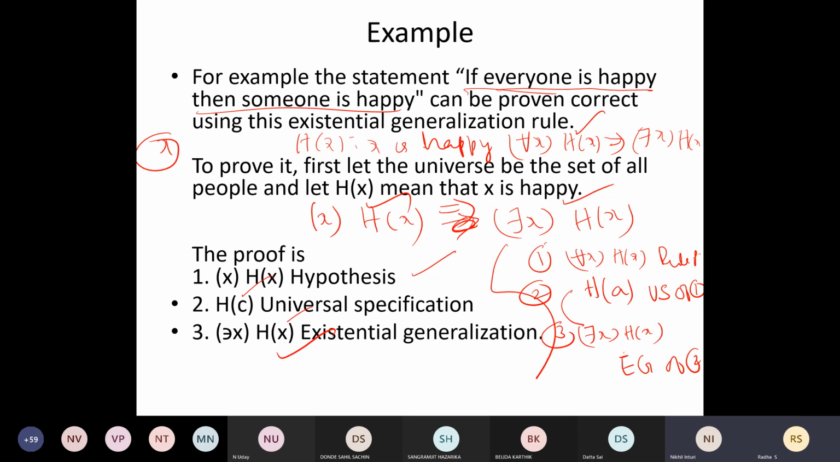So if everyone is happy, then someone is happy. I'm saying all students in the class have got distinction, then somebody has got distinction. True.